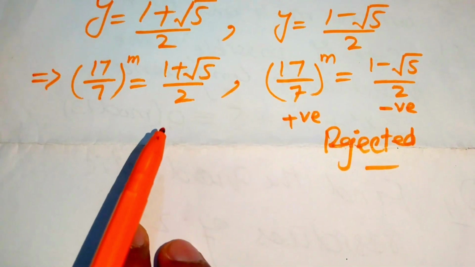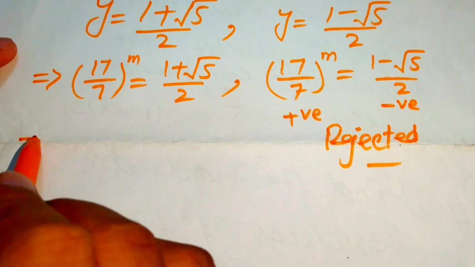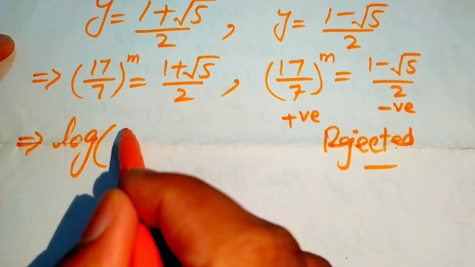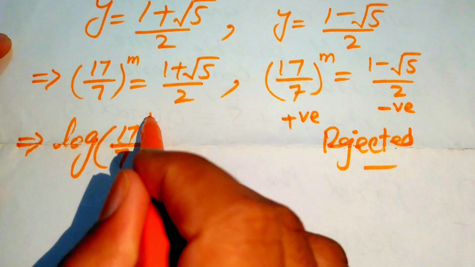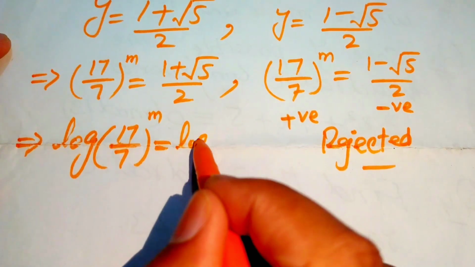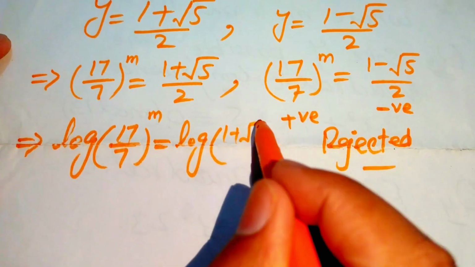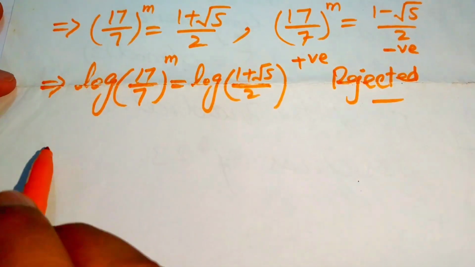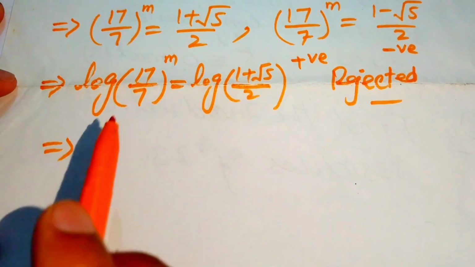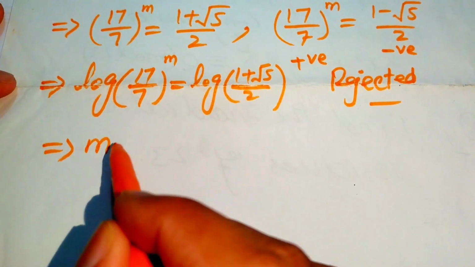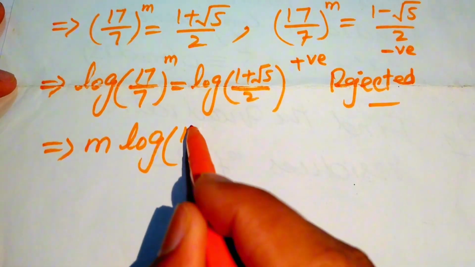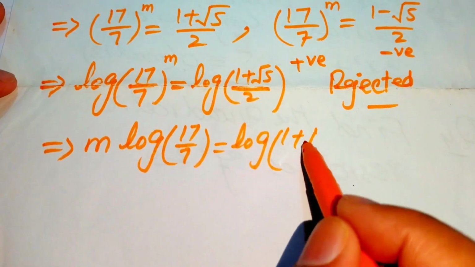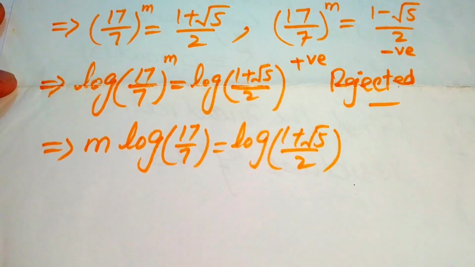So in order to find the value of m, here we need to take the log on both of the sides, so that when we take log on both of the sides, it will be written as log of 17 over 7 and its whole power m equals to log of 1 plus square root of 5 divided by 2. So here we use the property of log, and in the property of log we move this exponent in the front of this log and we write it as m times of log 17 over 7 equals to log of 1 plus square root of 5 divided by 2.